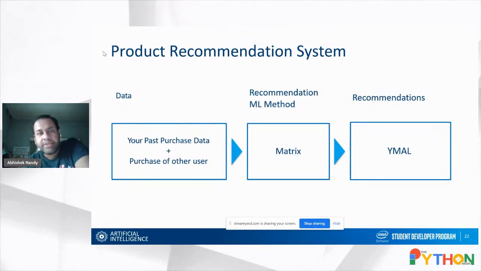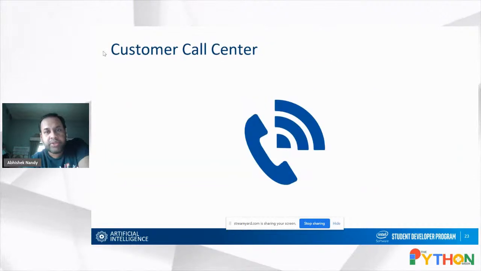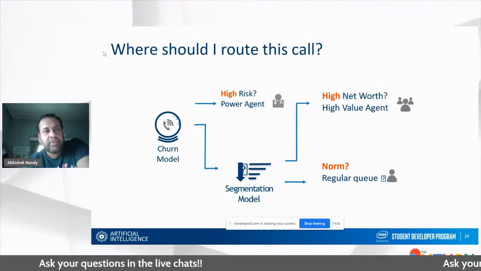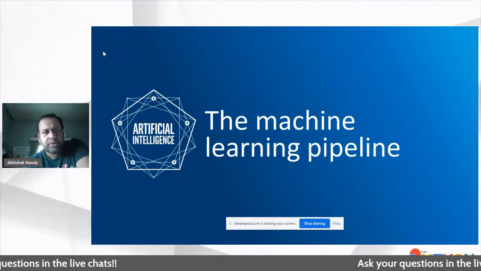So if you have purchased a mobile X yesterday, what might be the next thing? You might take a cover associated with it. So these are called recommendations, YML, that means you may also like. Okay, so this is how a product recommendation system works. The customer call center is also a scenario of it. I'm just not touching on this.